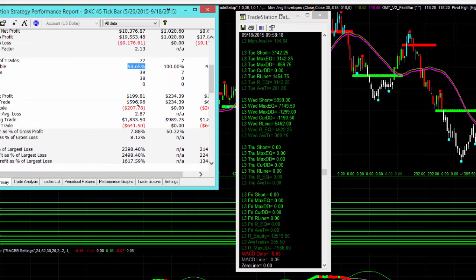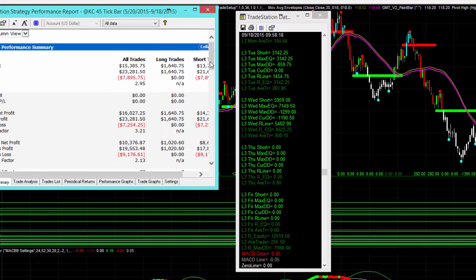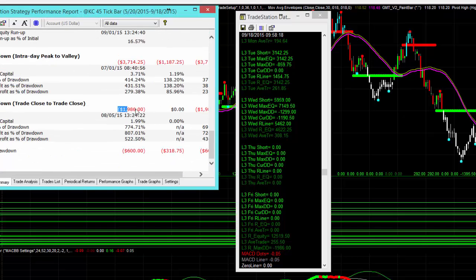The average trade net profit runs up to $199, which is fantastic. 50% strike rate, 77 trades, and we've got 15K's worth of profit. So that's much better if we eliminate the poorer days of the week. And our max drawdown is down to 1986. So just revising the times day.